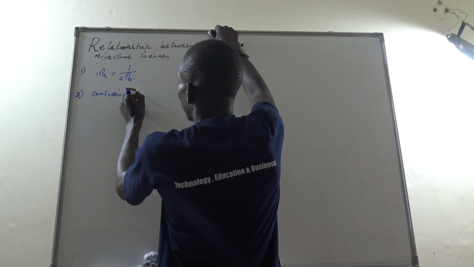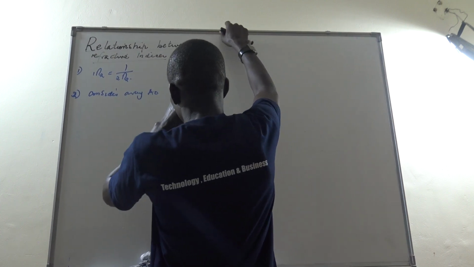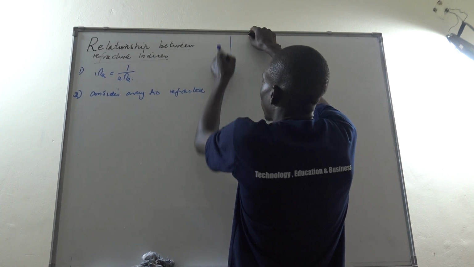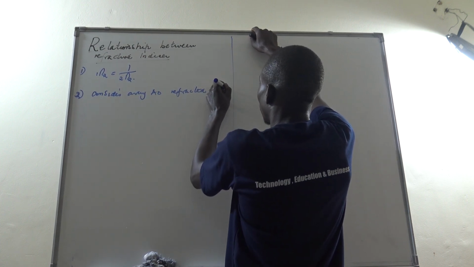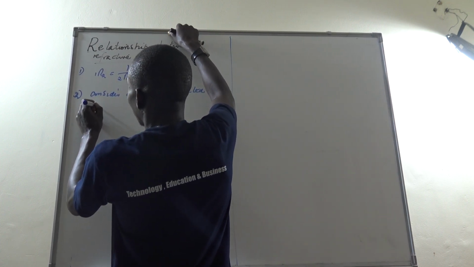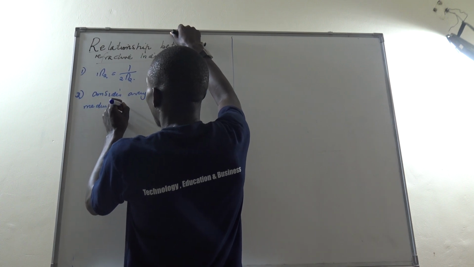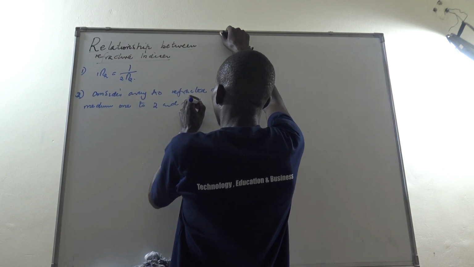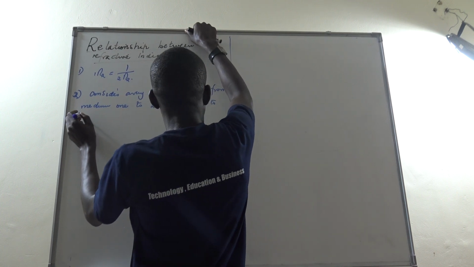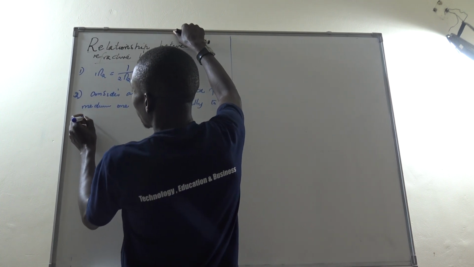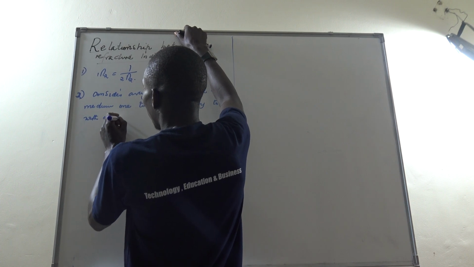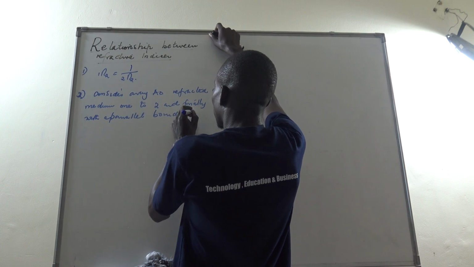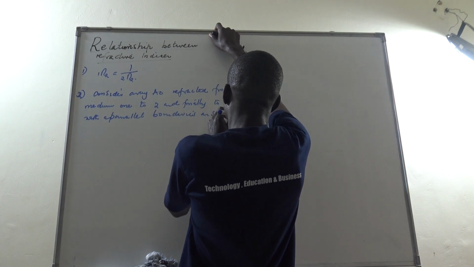Consider a ray AO refracted from medium 1 to 2 and finally to 3, with parallel boundaries, as shown below.